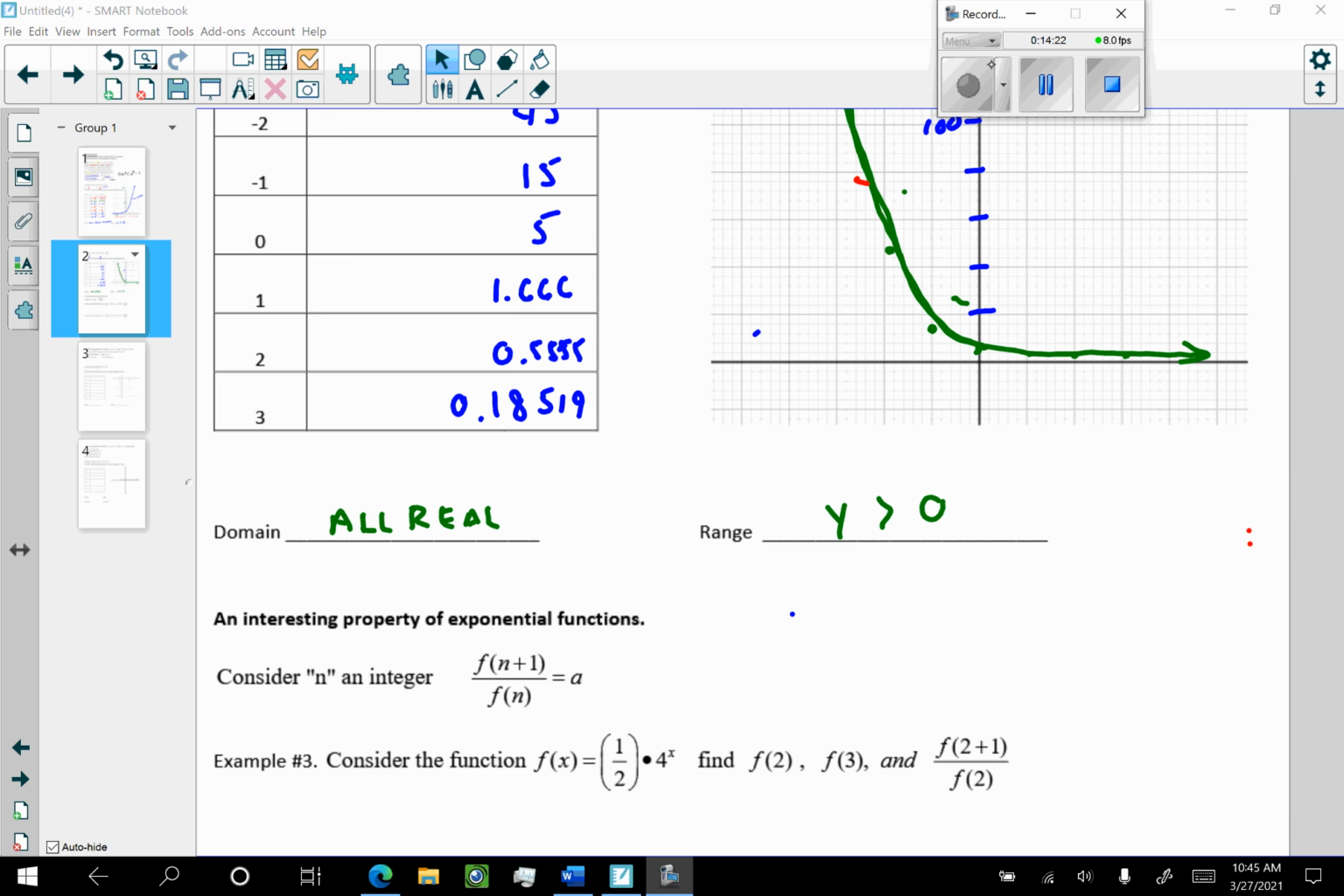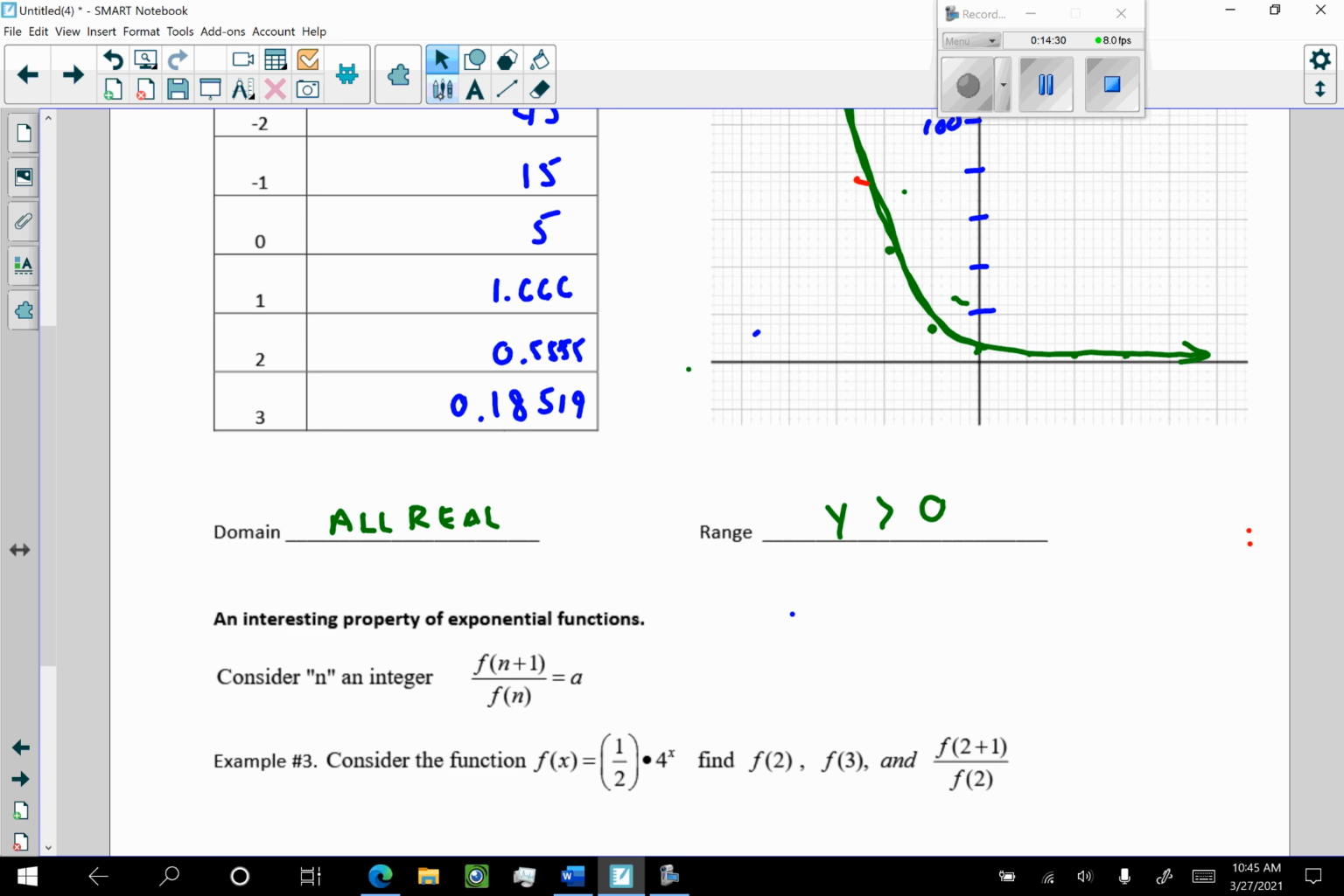So a very interesting and important property of all exponential functions, and we're going to talk about this property right here. If I have n an integer, and I take the quotient of f of n plus 1 divided by f of n, that's always going to be the base. Just look at the previous example. Well, we'll look at this example right here.